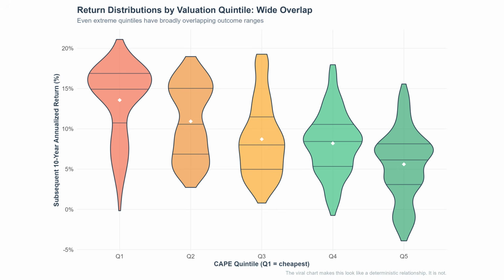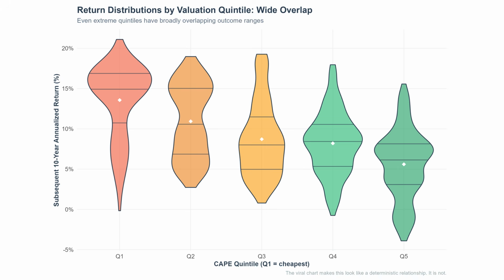The viral chart makes you think that these buckets are totally separated. It implies that if you buy in quintile 5, the expensive bucket, you are doomed to terrible returns. And if you buy in quintile 1, the cheap bucket, you are guaranteed to get rich. But the violin plots show that the reality is incredibly messy. The outcomes vary enormously within every single bucket.